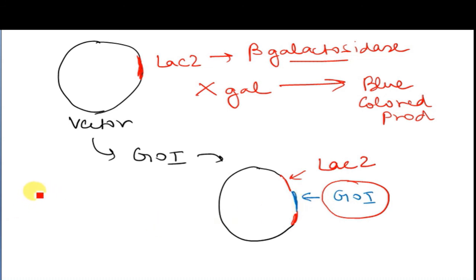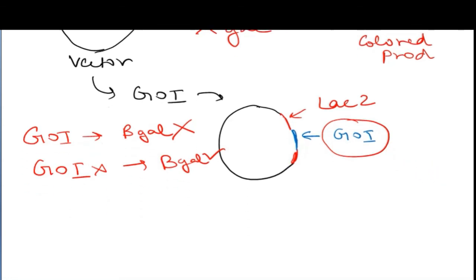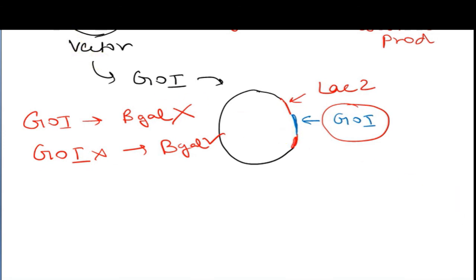Okay, let us understand this again. If the gene of interest has been integrated into this vector correctly, then the beta galactosidase would not be formed. If the gene of interest is not integrated, then beta galactosidase would be formed. Okay, I guess this would have been clear to you. So now if you again make the E. coli cells, these are the E. coli cells that we have been working upon.